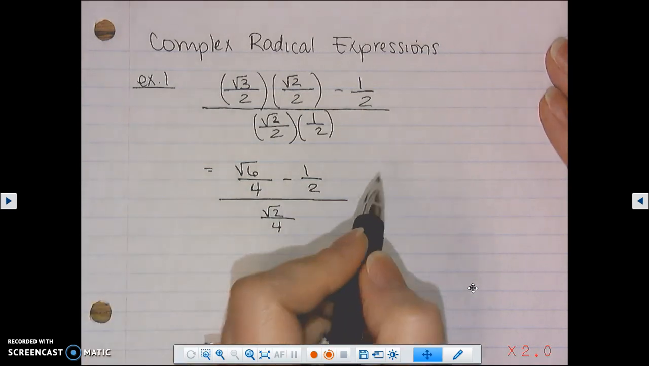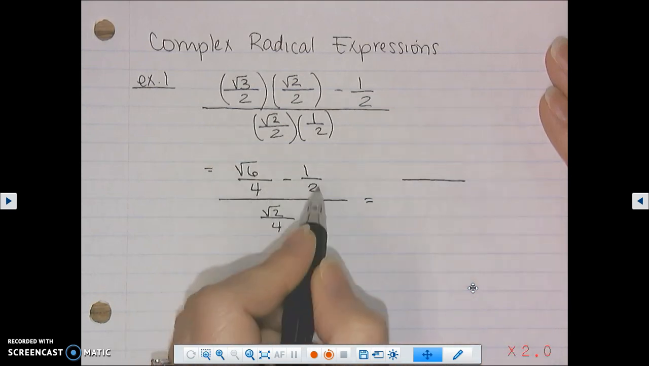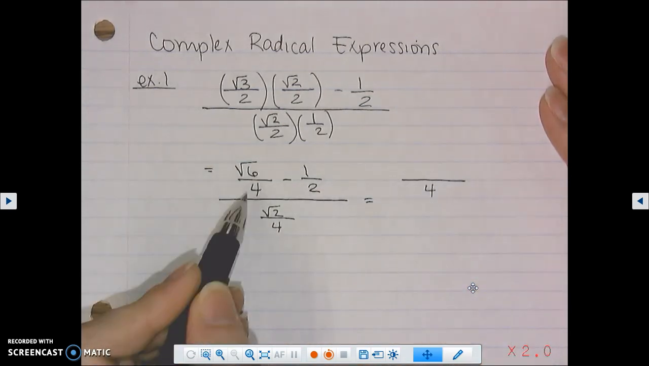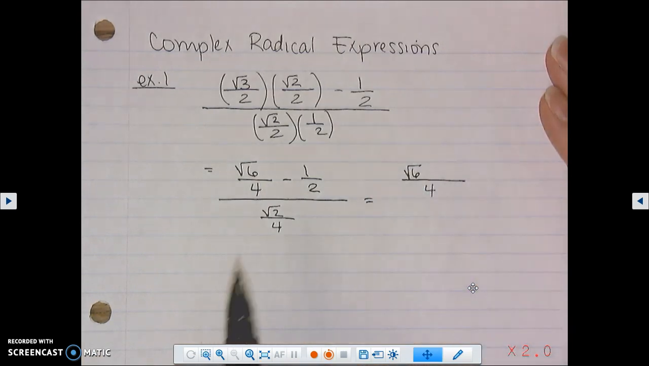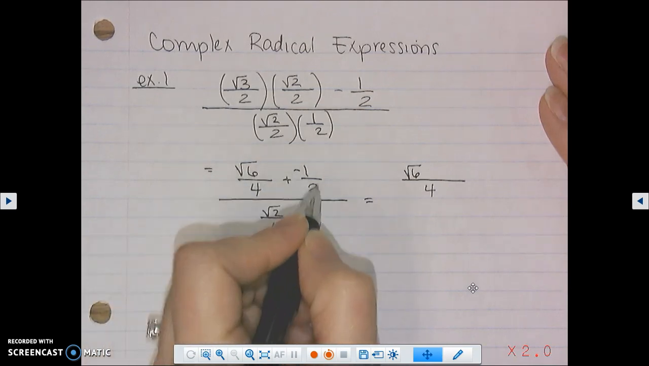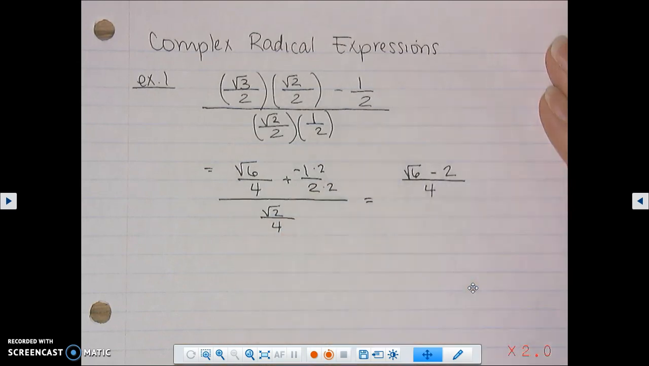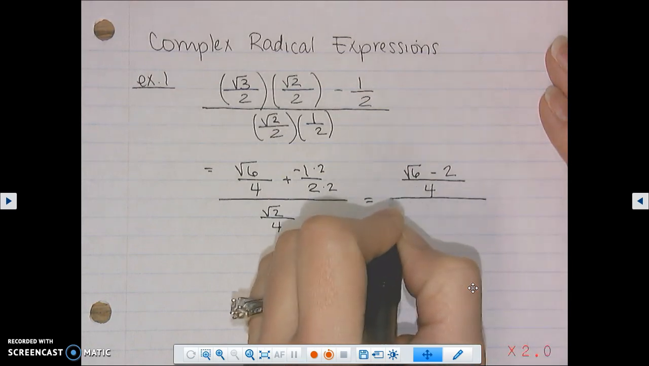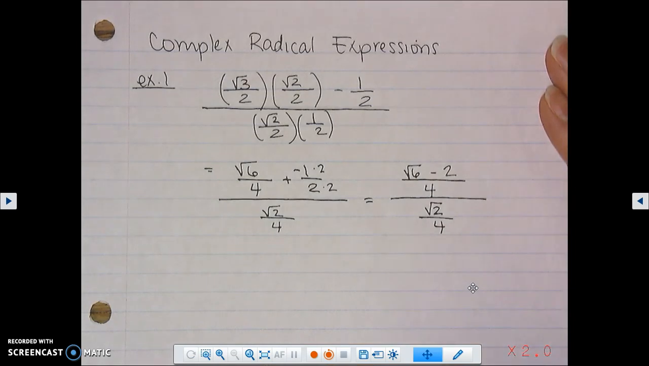Alright, so then in this numerator we've got to get a common denominator, which would be 4. The first fraction doesn't need anything, so that's just going to be radical 6. The second fraction, I'm going to make this be plus a negative, but the second fraction needs to be multiplied by 2 to get to that 4. So then we would have radical 6 minus 2 in the numerator. And the denominator of this still stays as radical 2 over 4.